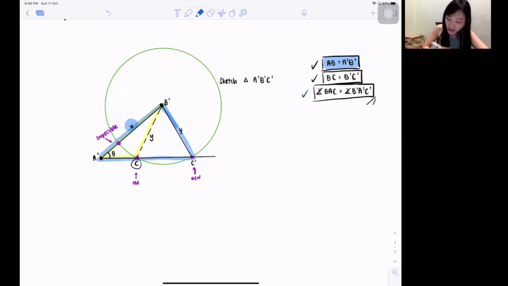So is my AB length remain unchanged? Yes, check. Next one, BC length must remain the same. Isn't it still the same? Yes, check. Next one, angle BAC must still be the same. So is angle BAC unchanged? Yes, check. Everything they say needs to be the same is there, yet different in shape.